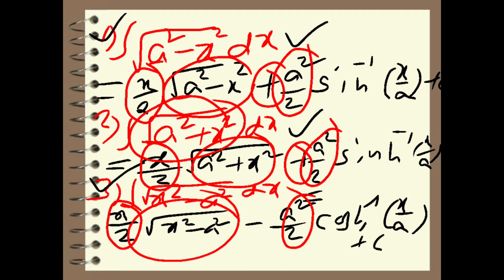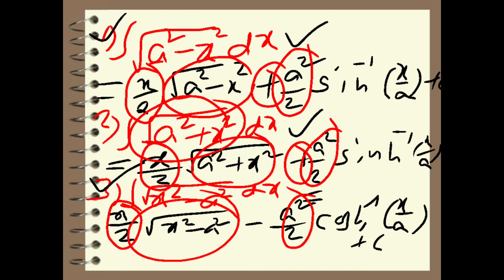For root a square plus x square, x by 2 times the given integrand is the multiple, root a square plus x square. For root x square minus a square, x by 2 times the given integrand is the multiple, root x square minus a square. Now coming to the second part, a square by 2 is common in all the terms, in all three formulae.